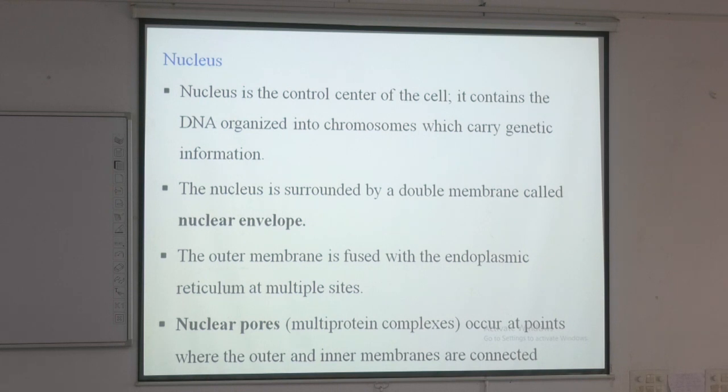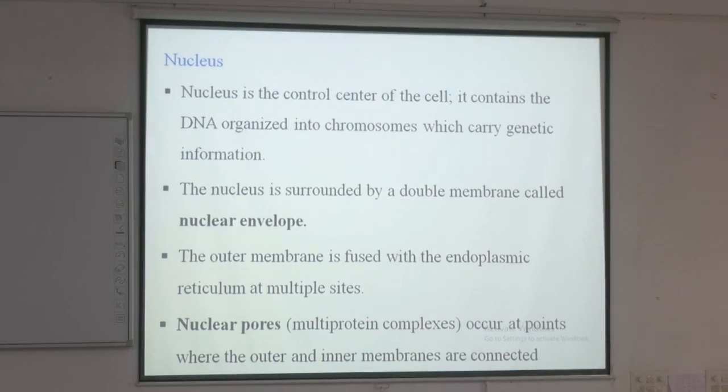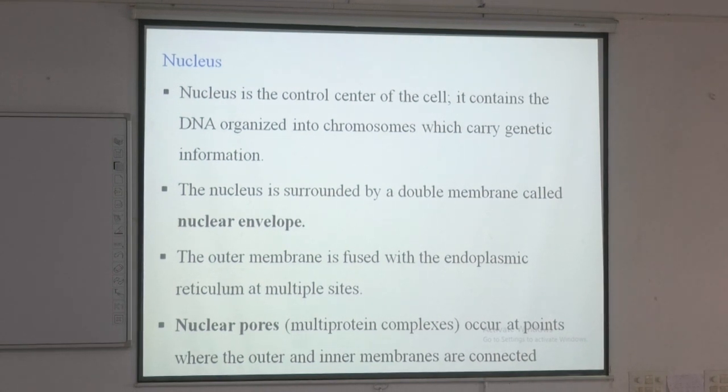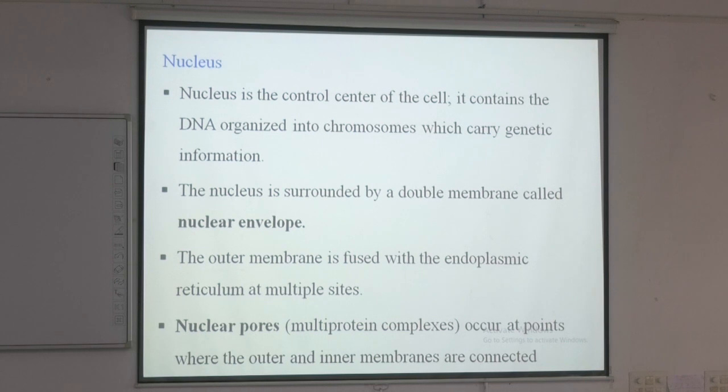Now the nucleus. The nucleus is very important because it contains all the genetic information of the cell. There are histone proteins, because DNA is wrapped over the histone proteins, which compacts the DNA. DNA is the control center of the cell. It contains DNA organized into chromosomes which carry genetic information.